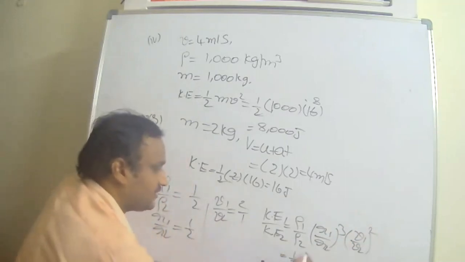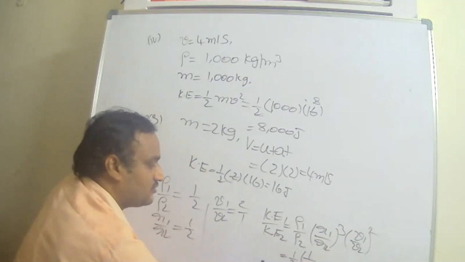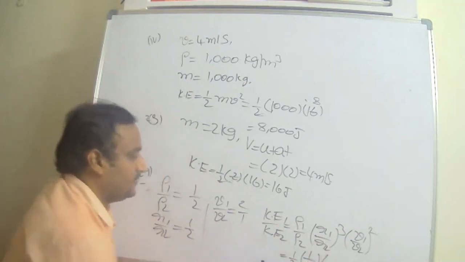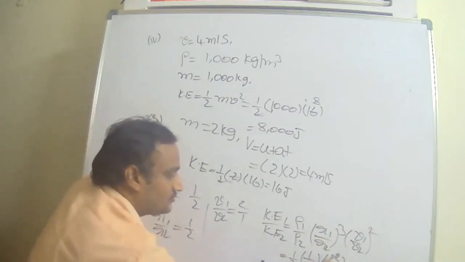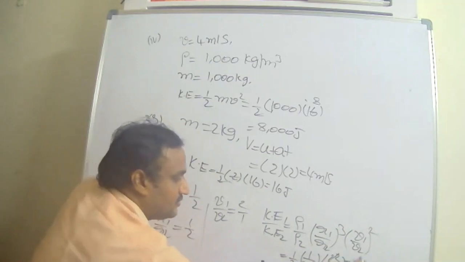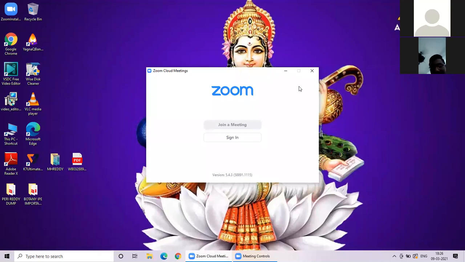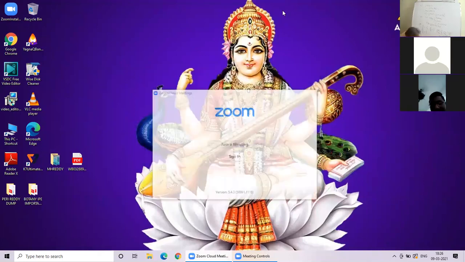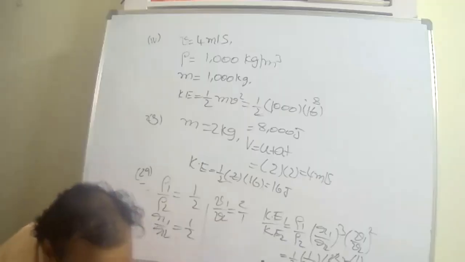ρ1 by ρ2 1/2, r1 by r2 1/2 కాబట్టి 1/2 cube. ఇది 2 square by 1. So square లో 1:4. The ratio is 1:4. Okay na?